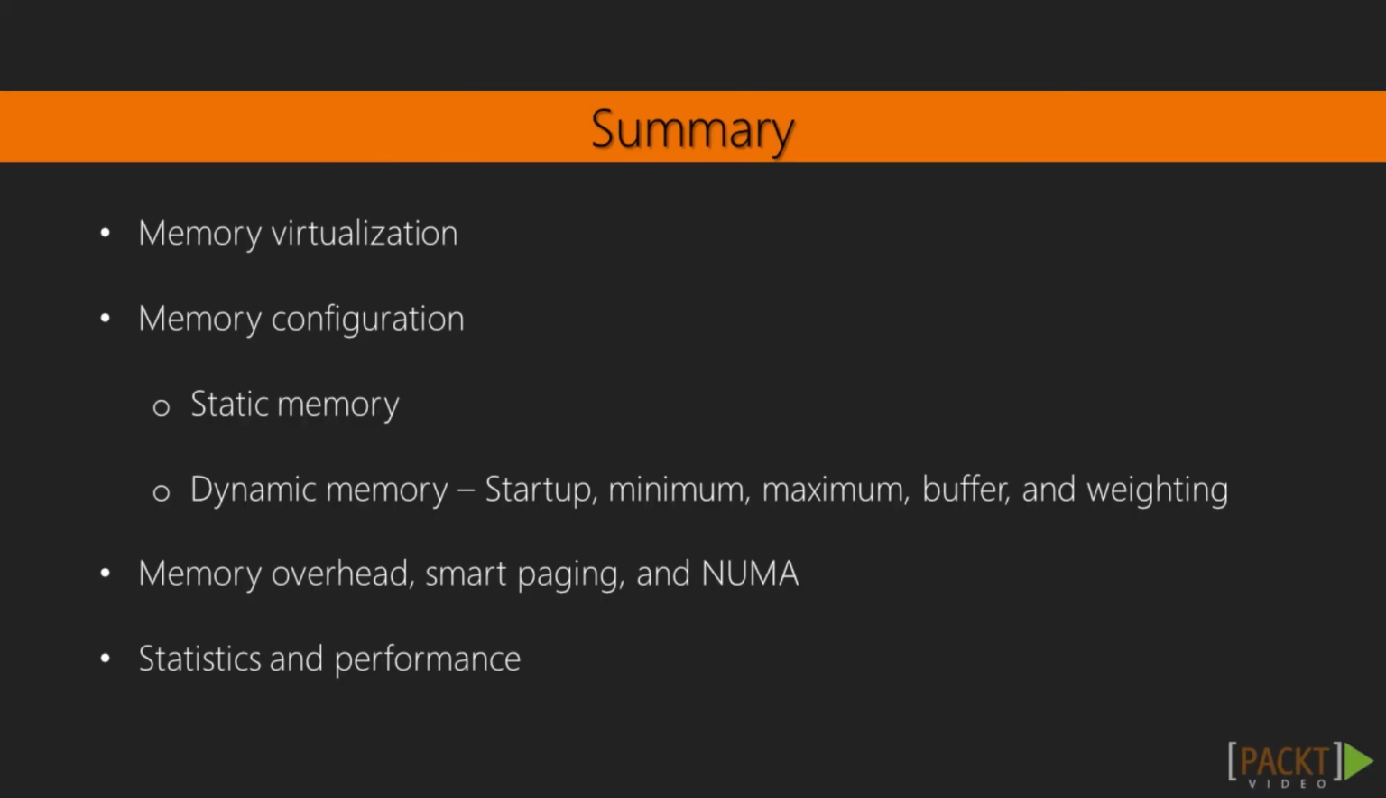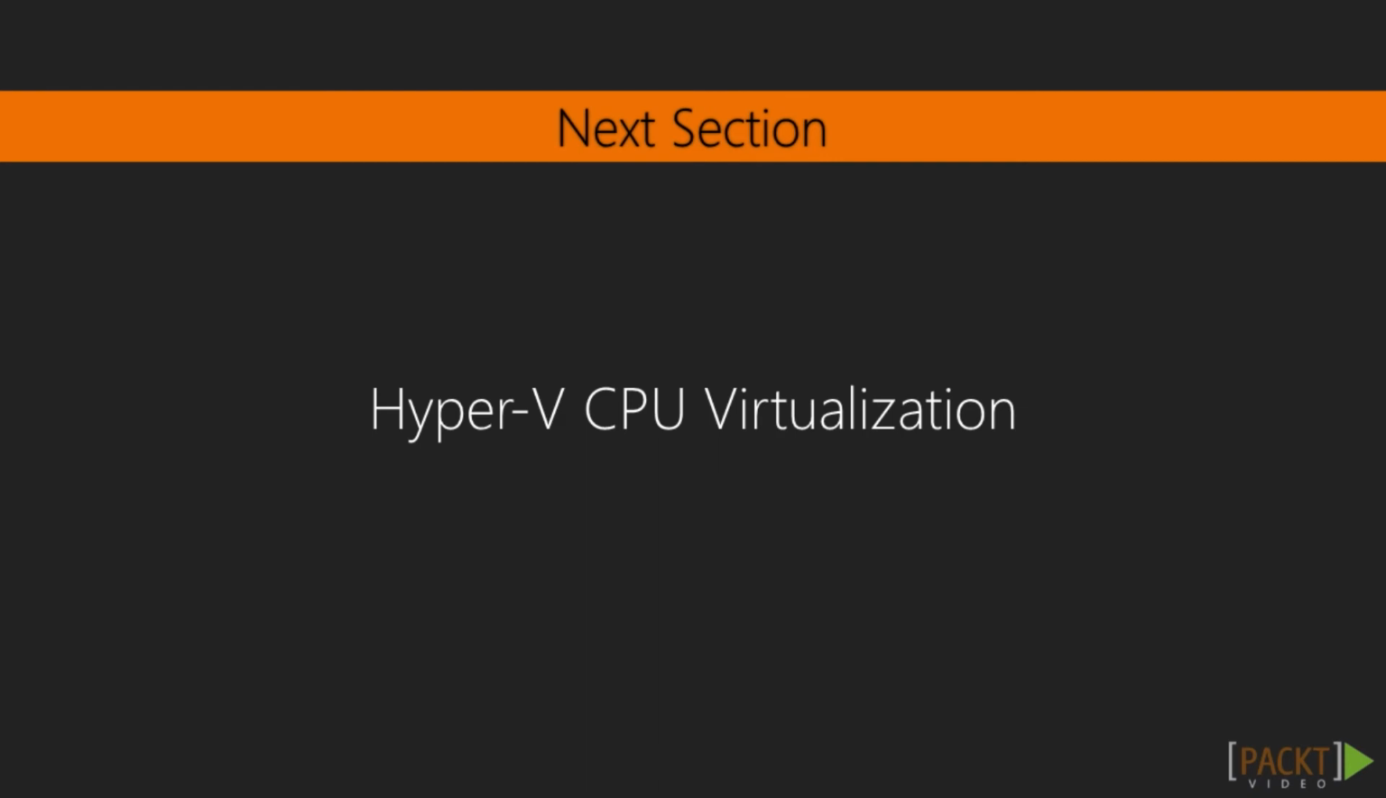In this section, we learned about memory virtualization. We learned how to configure virtual memory for virtual machines using both static and dynamic memory settings. We also learned about hypervisor memory overhead, smart paging, and NUMA. We also looked at some basic memory counters, statistics, and performance monitors. In the next section, we will learn about CPU virtualization.